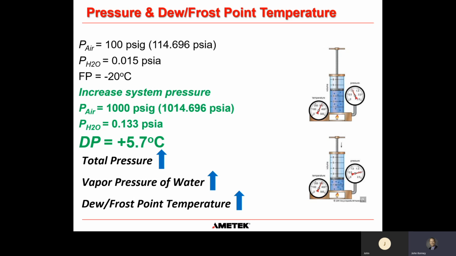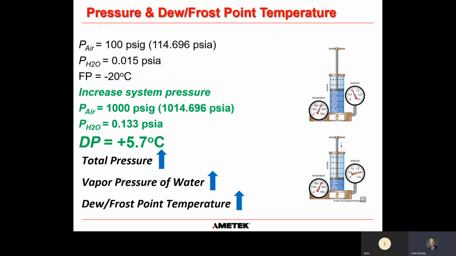a gas compressor. And if we assume there are no leaks in the compressor, if you were comparing two moisture analyzers, and the moisture analyzer before the compressor was reading minus 20, and an analyzer after the compressor was reading plus 5.7 C, the two analyzers would actually be in agreement, even though the values themselves look different.